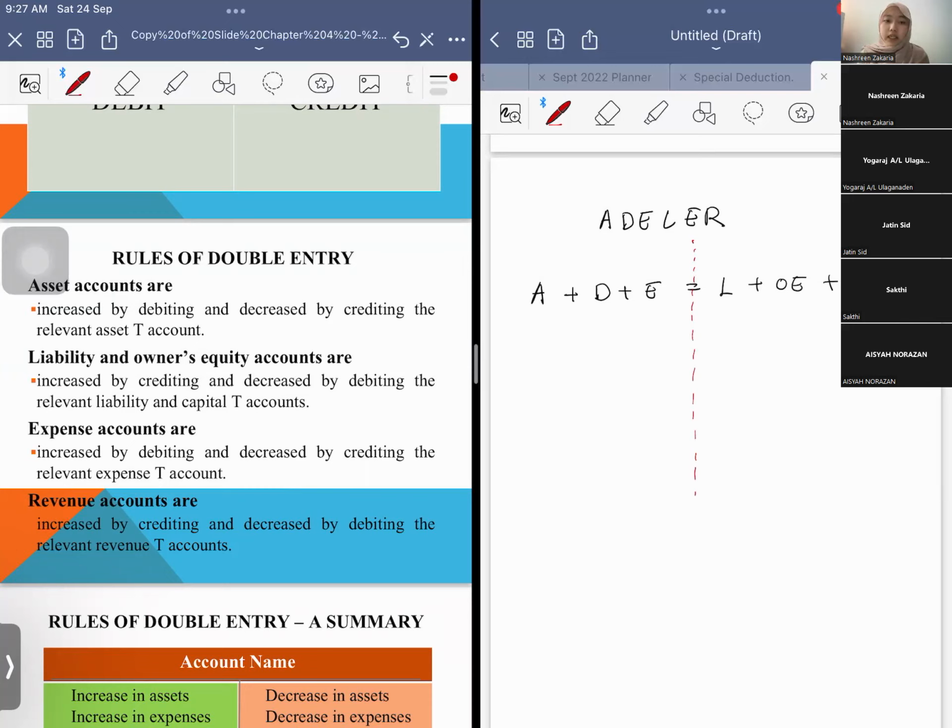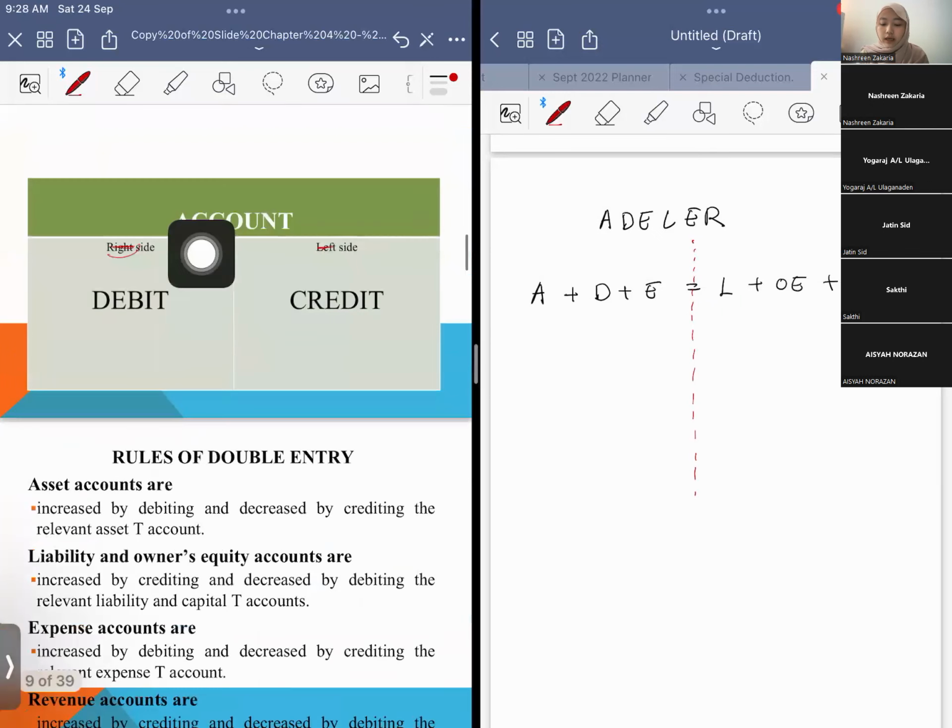Imagine that this is a T account. That's why I put a red line in the middle, because our T accounts have a middle line, right? Between debit and credit. So imagine that this is the T account.